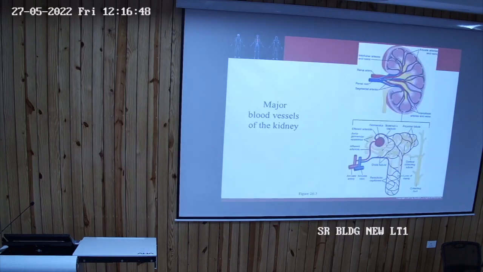Now this is the renal artery. Clear? This is the renal artery which is entering through the renal hilum. Clear? Now the first branch which is seen when it is entering into the kidney is the segmental artery. Clear? The main one is the renal artery coming from the aorta, the abdominal aorta.